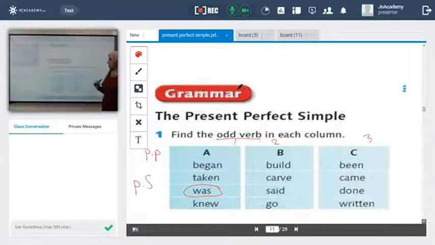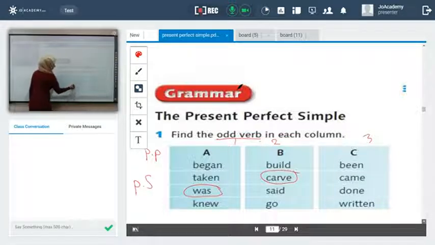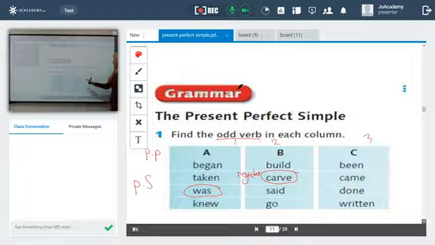Now, what about the second column? Build, carve, said, go. Which one is the odd one? Can you tell me? Okay, it is carve. Why? Because all of the other verbs are irregular verbs, whereas carve is a regular verb. That's why it is the odd verb.